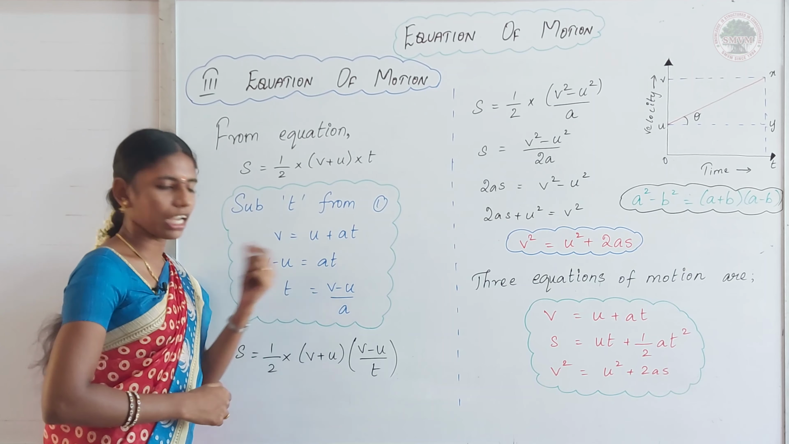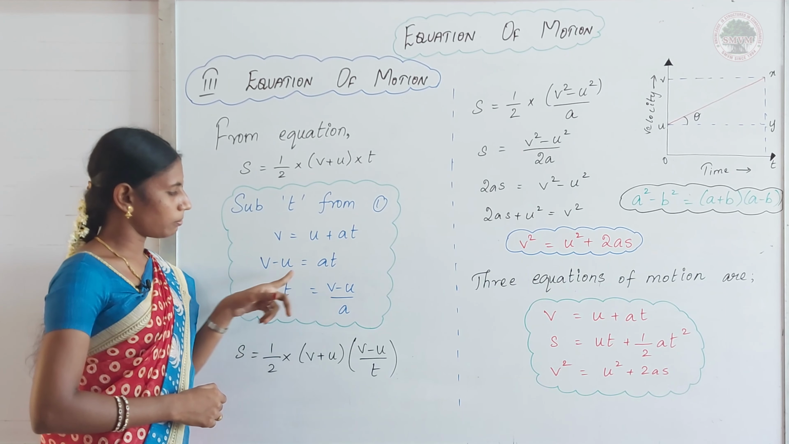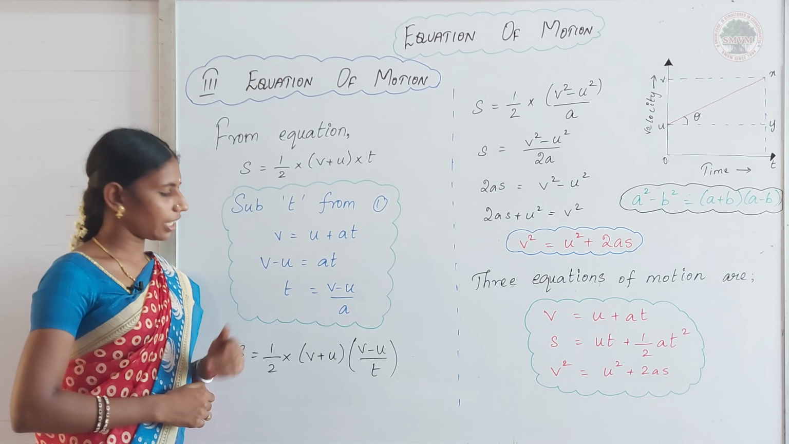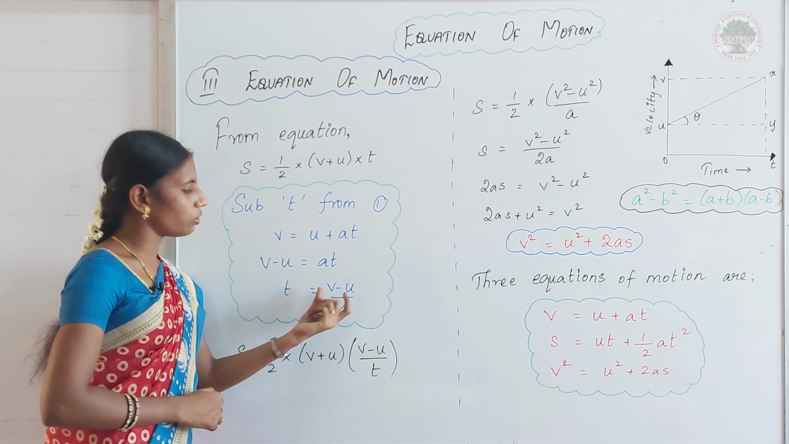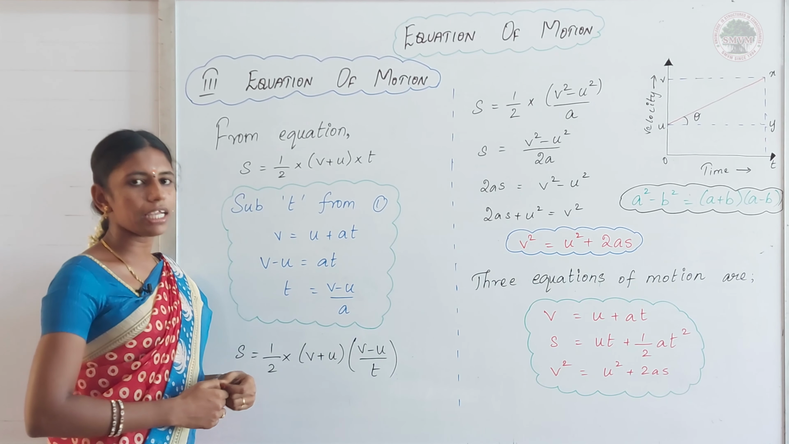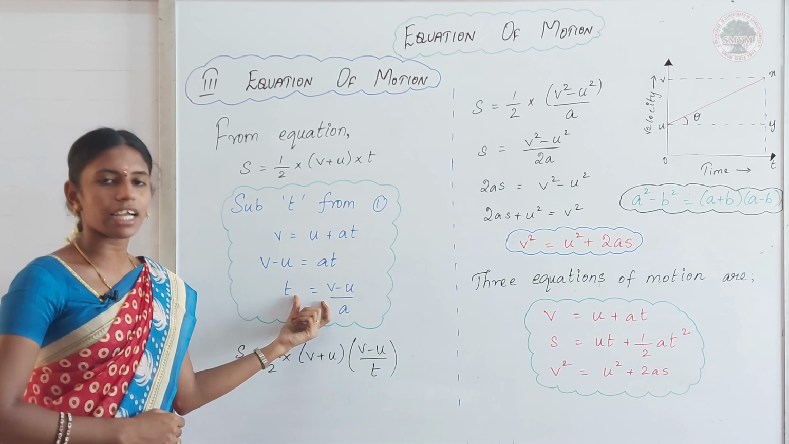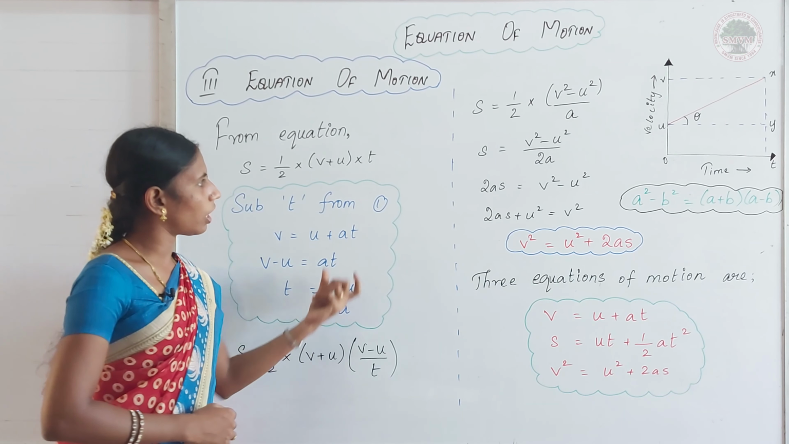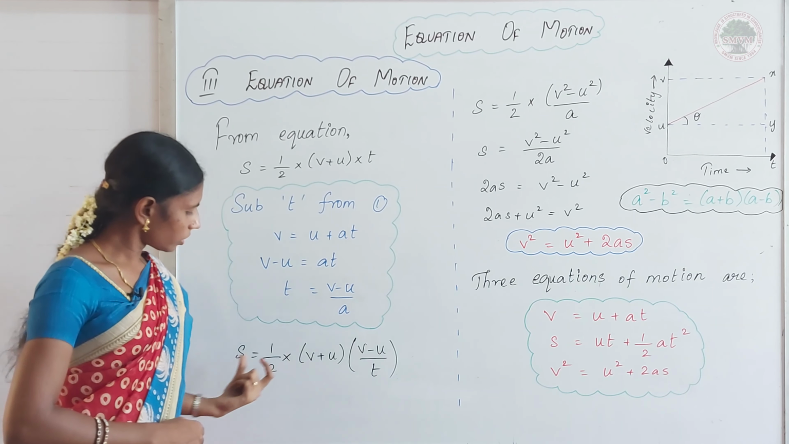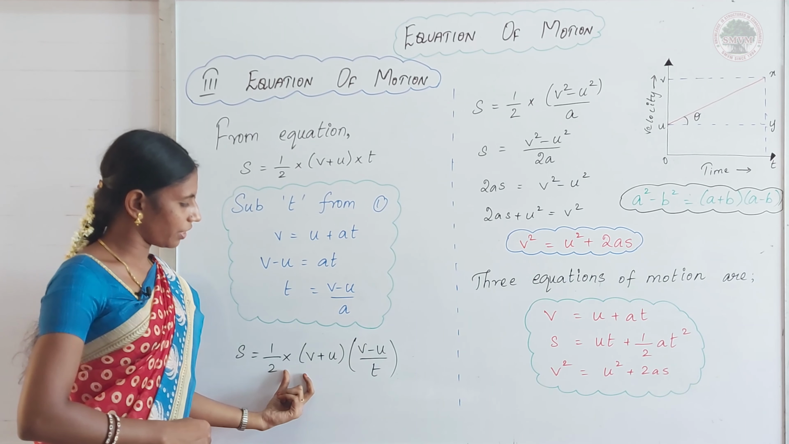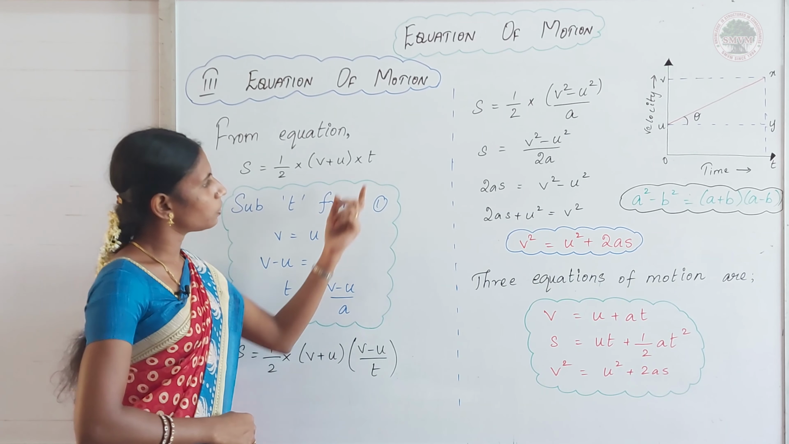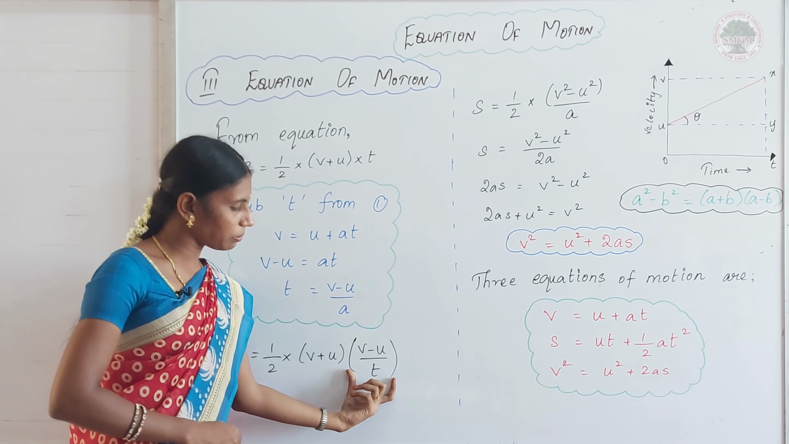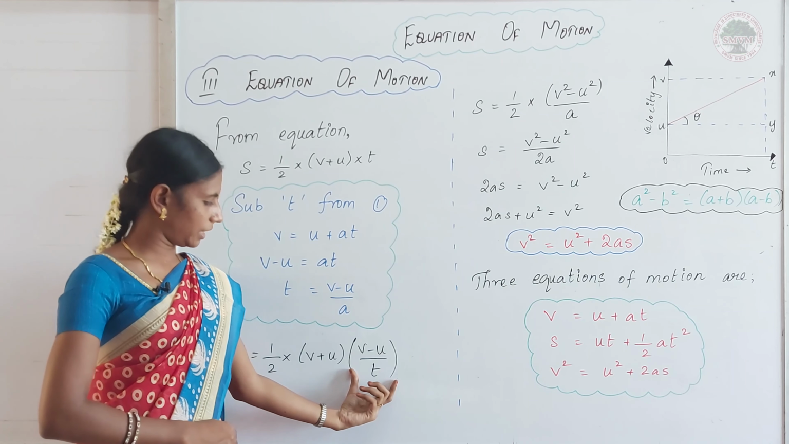I need this T alone. This A becomes division when it is changing its side. So T is equal to V minus U divided by A. So we have extracted the value of T from the first equation. Now substitute this value in this equation. S is equal to half into V plus U into T. Instead of T, we are going to substitute this value, V minus U divided by A.